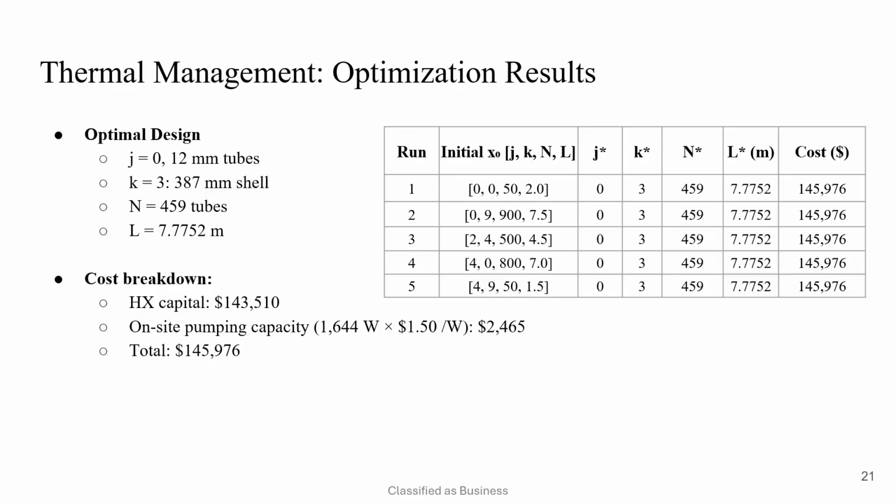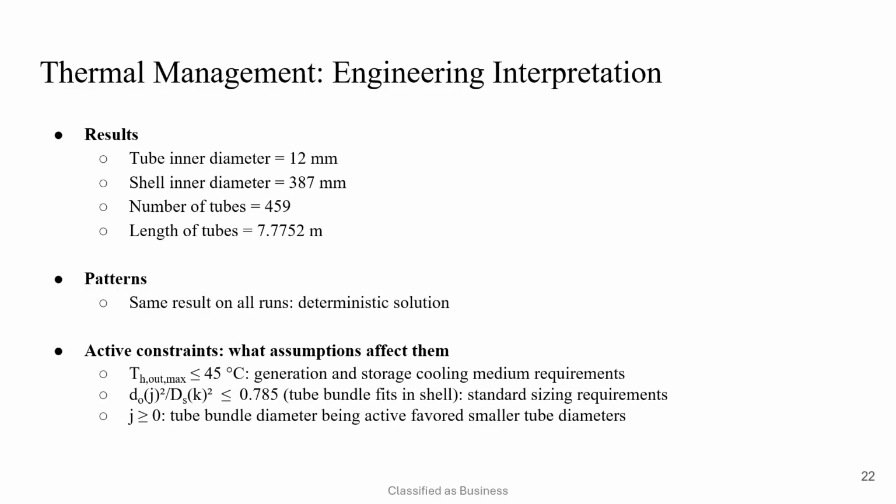After running the algorithm 5 different times, varying the starting values of the design parameters each time, the total cost of the heat exchanger was shown over a 10-year period to be $145,976, with 98.3% of that coming from the capital costs and the other 1.7% being operational cost. The resulting cost-optimized heat exchanger can be described here.